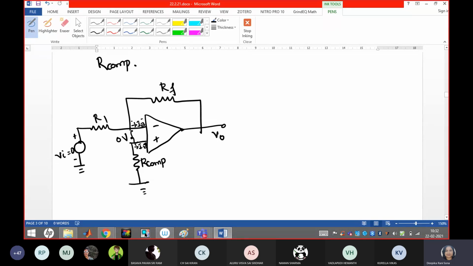Now imagine one voltage is appearing across this R comp. What is the value of that voltage? We don't know, but as we have learned that without the presence of input, the output is generated, so we have to imagine that at R comp also one voltage is associated at this terminal. Suppose that voltage is V1, and what should be its direction? It should be positive here and negative here. With respect to ground, suppose consider V1 is positive.